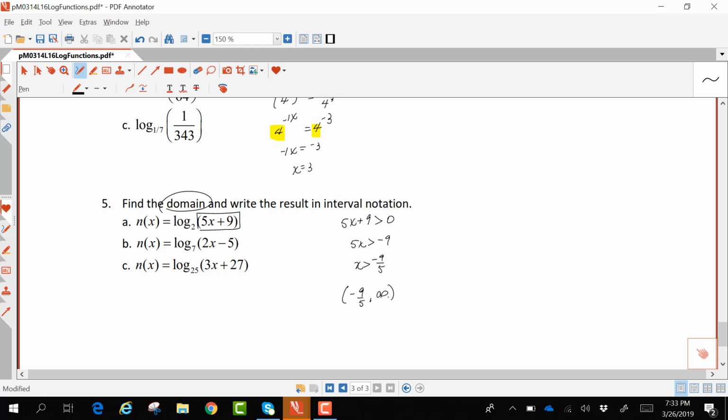Again, you need to be very comfortable with transitioning from logarithmic equations to exponential equations as you progress through this chapter.